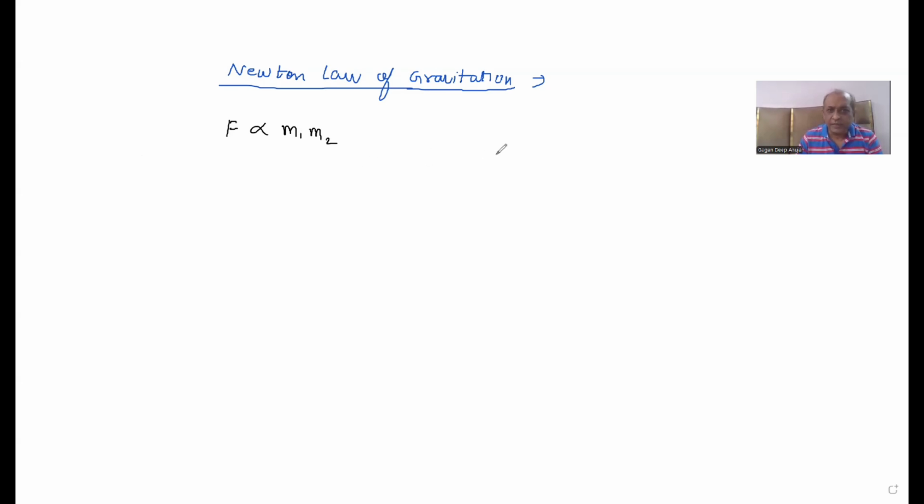So, for example, if I consider that there are two astronomical bodies in the universe having masses m1 and m2. Suppose they are separated from each other by a distance r. We are taking this distance from the center to center of the two objects. So A and B are the two objects of masses m1 and m2.